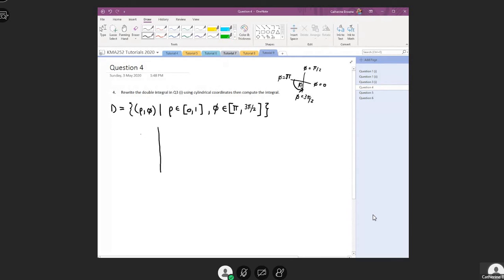So if I look at that in the diagram, rho is equal to 1 here. Phi is equal to pi. This is phi is equal to 3 pi on 2. And that's that same region, D.